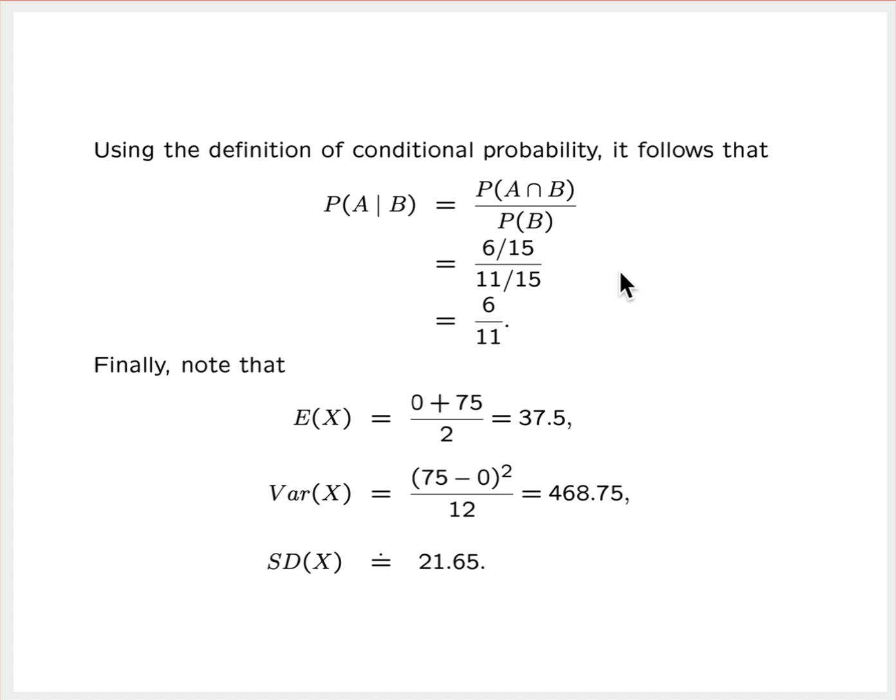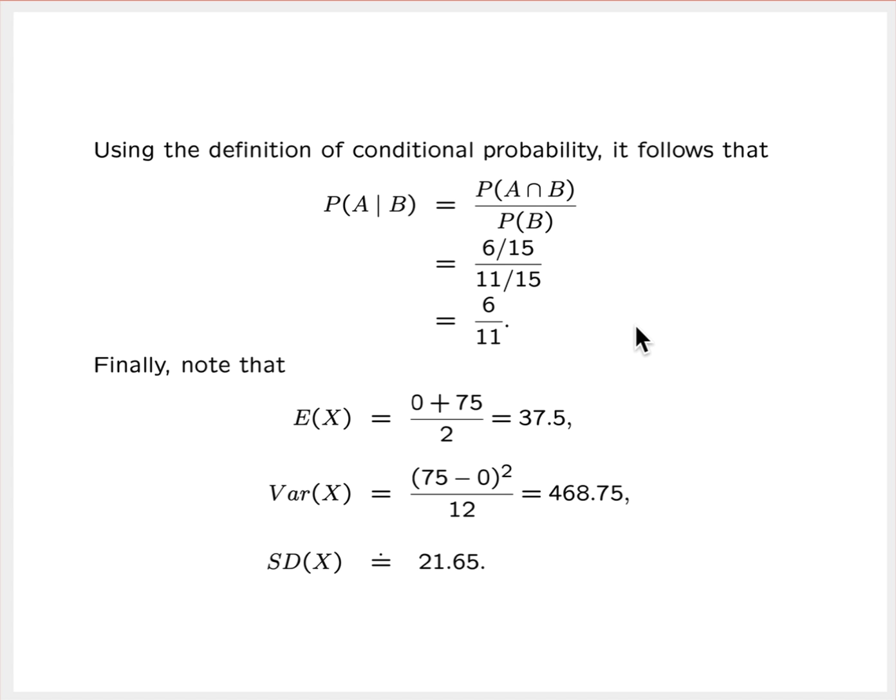And so finally, we can use the definition of conditional probability. We have calculated all the ingredients we need to calculate this conditional probability. By the definition, the conditional probability of A given B is equal to the probability that both A and B occur divided by the probability of the conditioning event. So we have 6 over 15 divided by 11 over 15, and that simplifies to 6 over 11. That's a little bit more than 1/2.